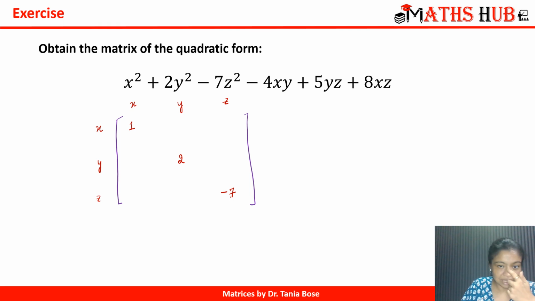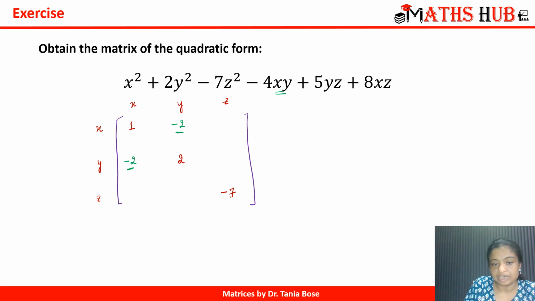Now let us switch to the next position, that is xy. So which two positions are corresponding to xy? This one and this one. So the coefficient is -4. So take half of it, write -2 over here. So place -2 over here, right?